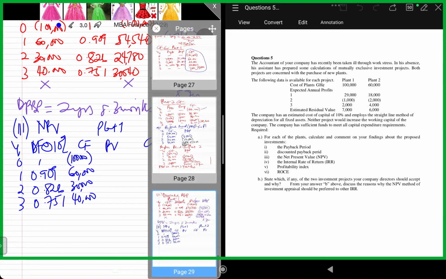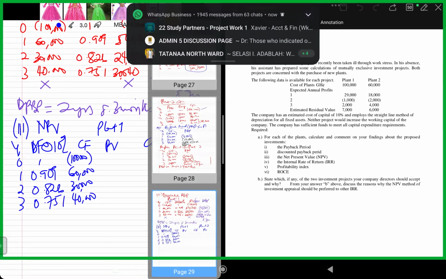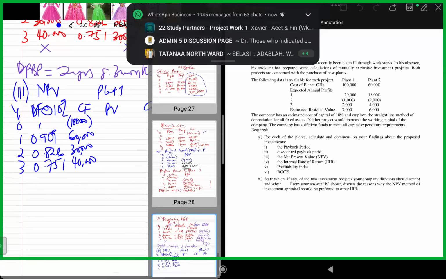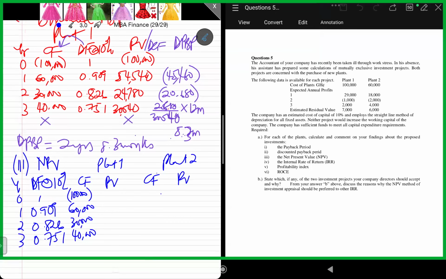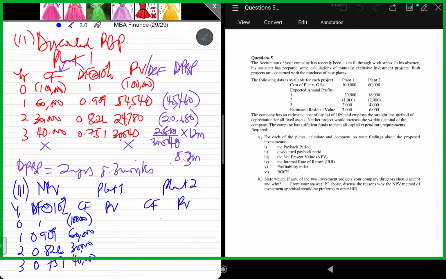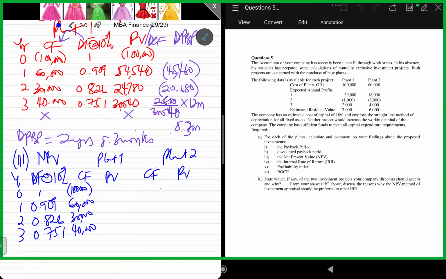The PVs are already there. You see, I've written PV here, for plant 1. It's 100,000, then 54,540, then 24,780, and 30,040. Do you get it?